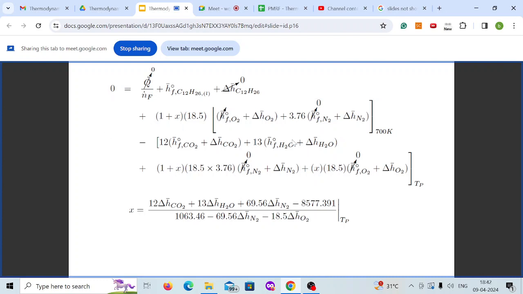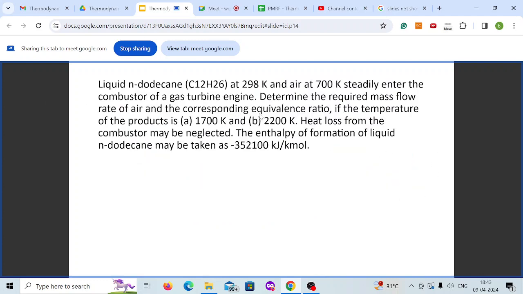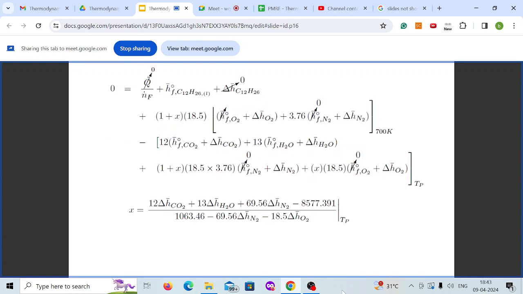so minus 12 into the product enthalpies, so 12 into carbon dioxide, similarly formation and sensible, and 13 into similarly water, and then 1 plus x into the same for nitrogen and oxygen. This is at the product temperature, which is given for two temperatures which we have to consider. So from this we can find out x.